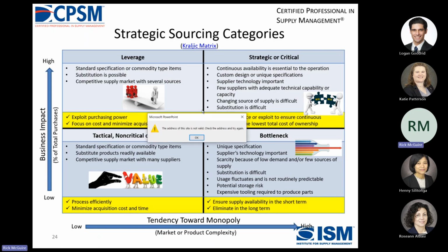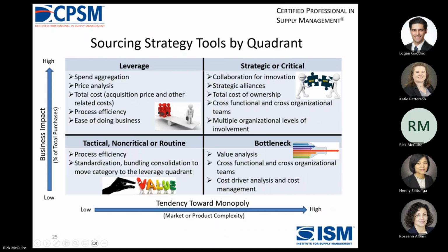Here is, it doesn't want to work. Okay, Kraljic matrix. It'll kind of explain it there. Here is strategy. Here are some of the things you can do with each quadrant, depending on what you're trying to accomplish.